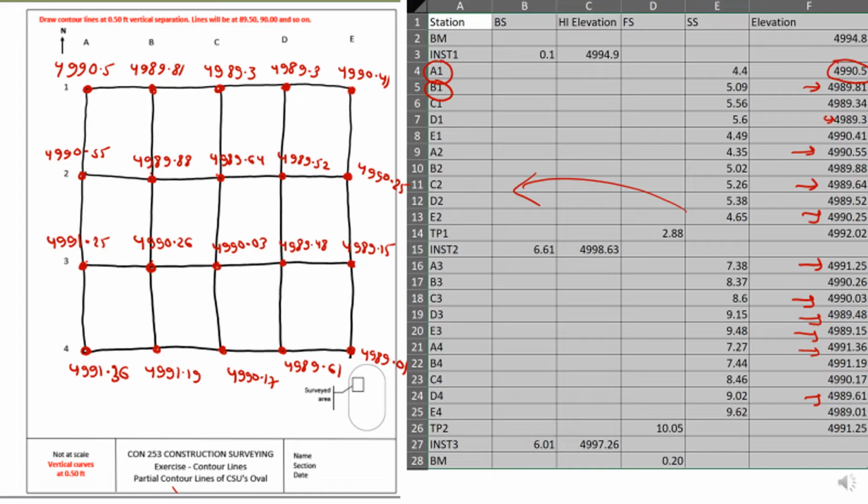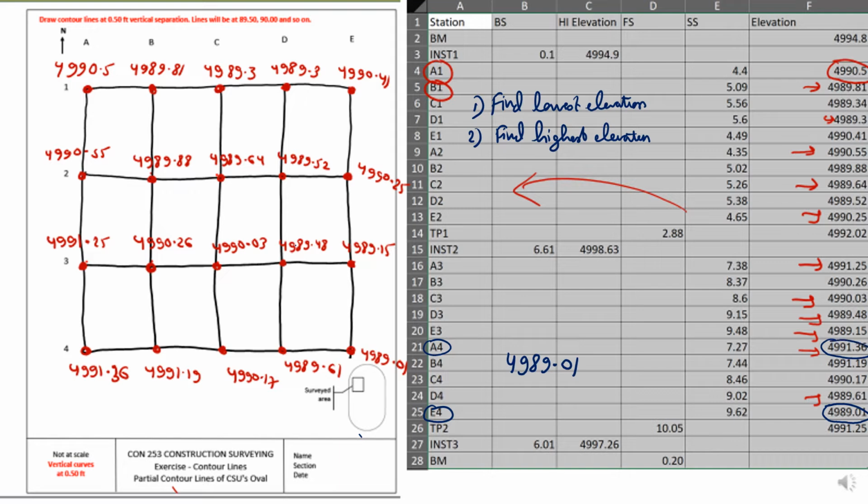So the next step is to draw the contour lines, and I'm going to teach you a trick which will make your life very, very easy. So the first step is you find the lowest elevation, because I want to find the upper and lower limit. So here in our case, our lowest elevation is E4, which has an elevation of 4989.01. And step number 2 is to find the highest elevation. Here, our highest elevation would be A4, which has an elevation of 4991.36.